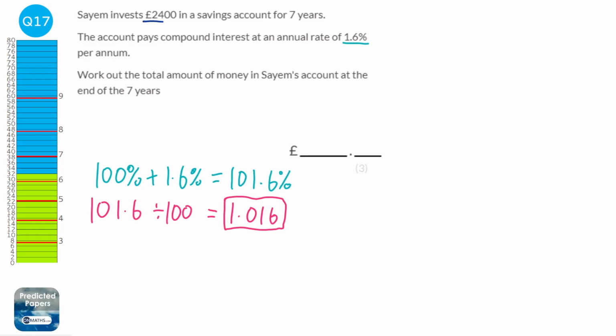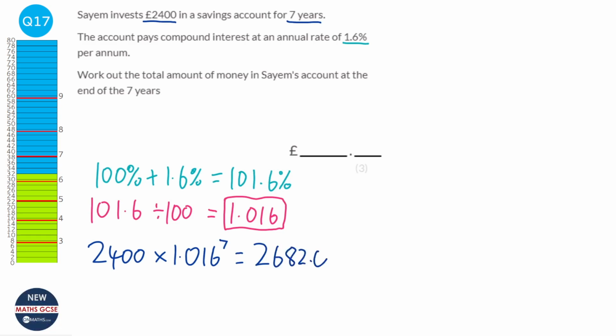Now, we're told that we start off with 2,400. That's our original amount. And to find out what it's going to be in the savings account at the end of the first year, we just times it by the multiplier, 1.016. But we're told that it's for 7 years. So we then times it by 1.016 seven times, or an easier way of doing it is 1.016 to the power of 7. When we do that, we get 2,682.052 and so on, and because it's money, we round to the nearest pence, so 2,682.05.